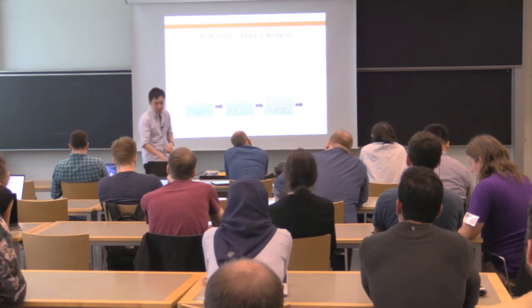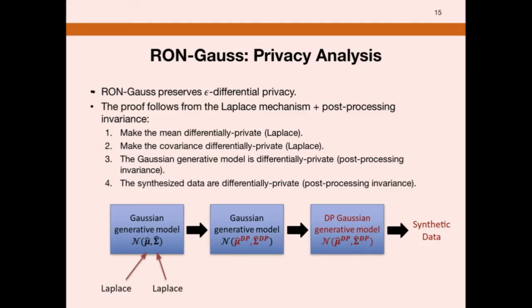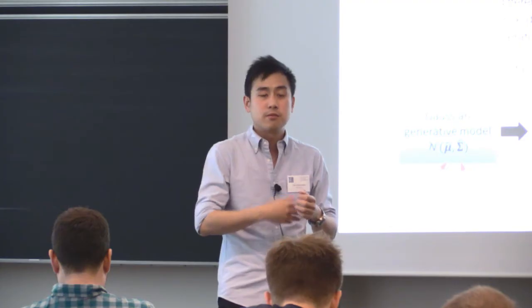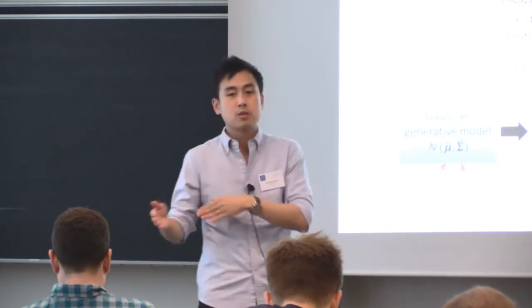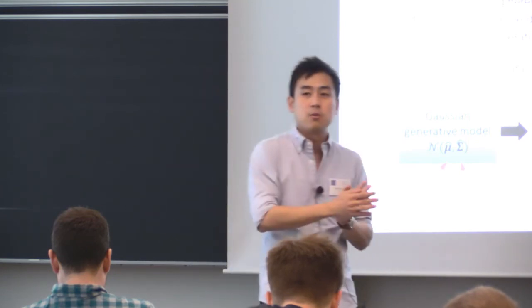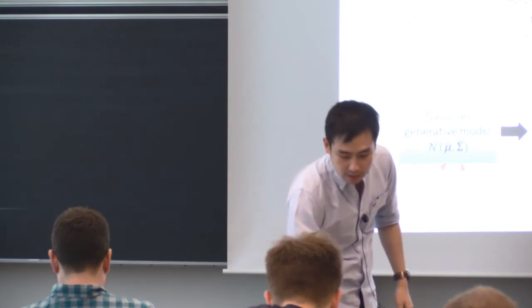And the privacy analysis kind of follow pretty cleanly from that of the Laplace mechanism and the post-processing invariance property of differential privacy, which in a nutshell shows that Ron-Gauss preserve epsilon differential privacy. I'll show you in a figure at the bottom here. So you start with the Gaussian generative model with mean and variance or covariance. Then you add Laplace noise, so you turn these two parameters into a DP version of itself. And from post-processing invariance, your Gaussian generative model become differentially private. And then again, with the post-processing invariant property, the synthetic data from this model is differentially private accordingly.